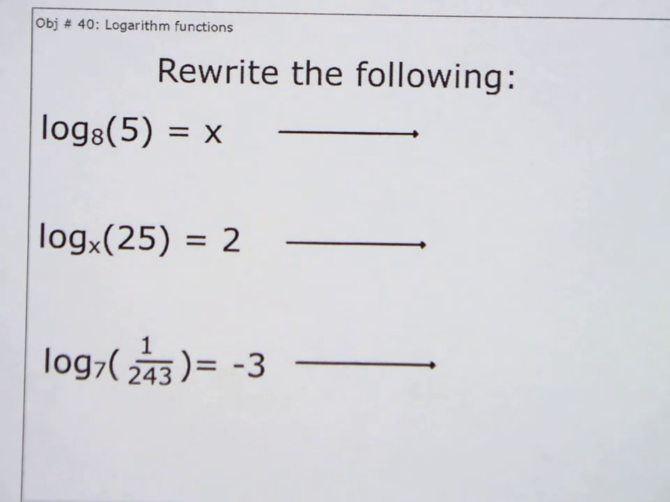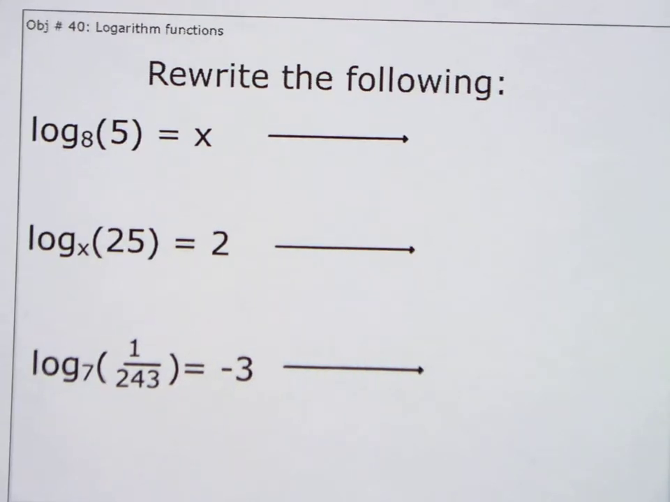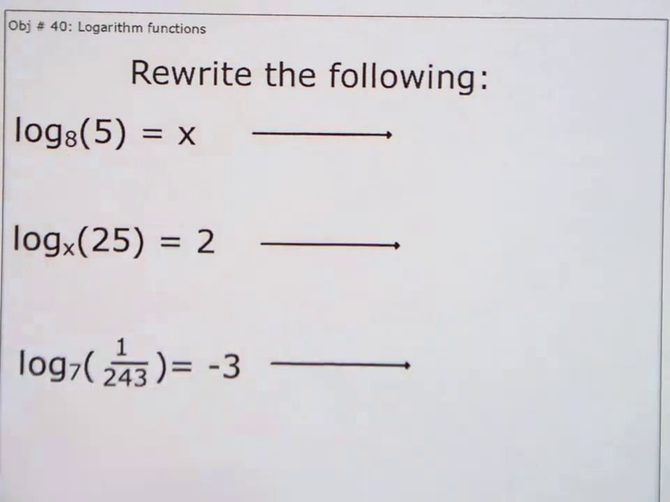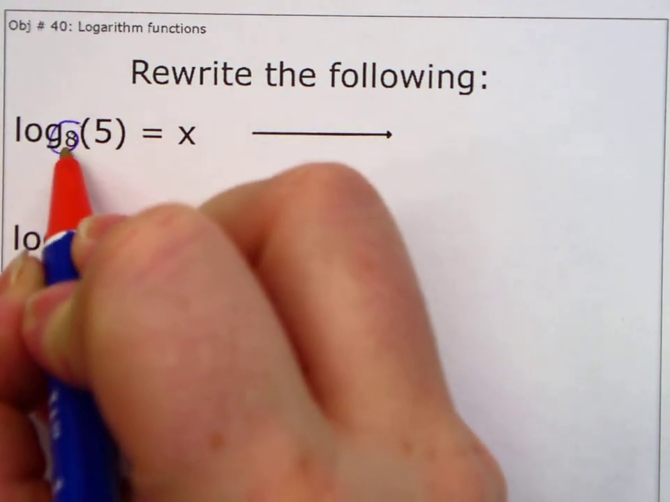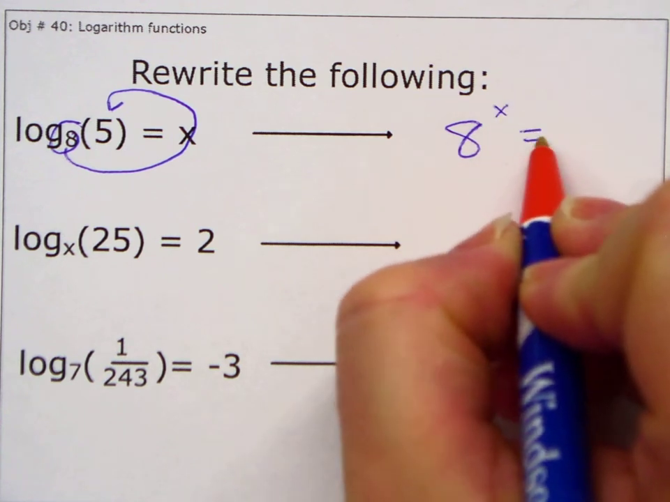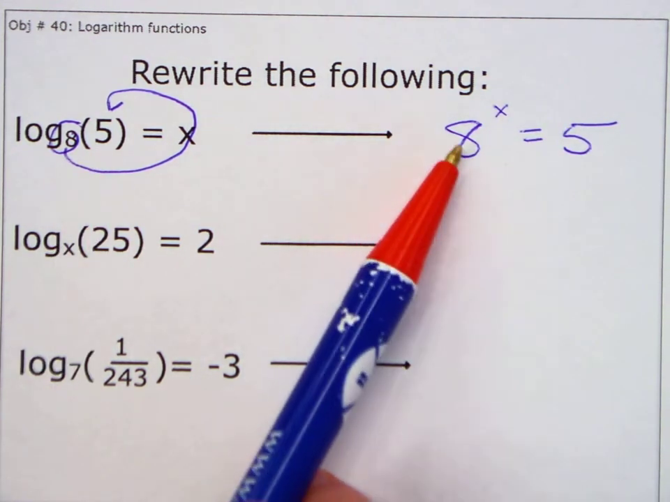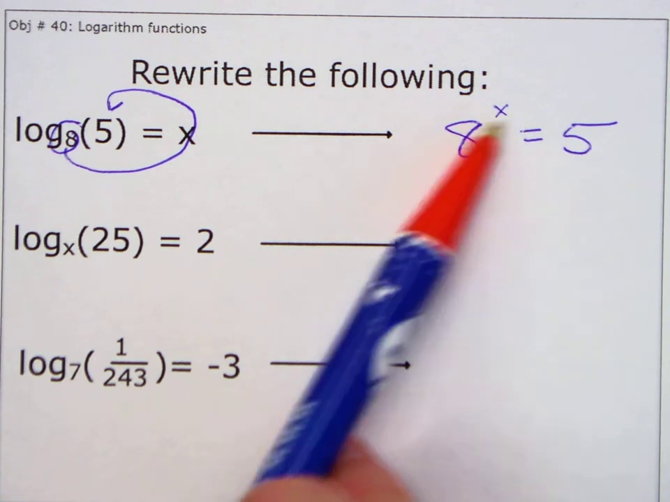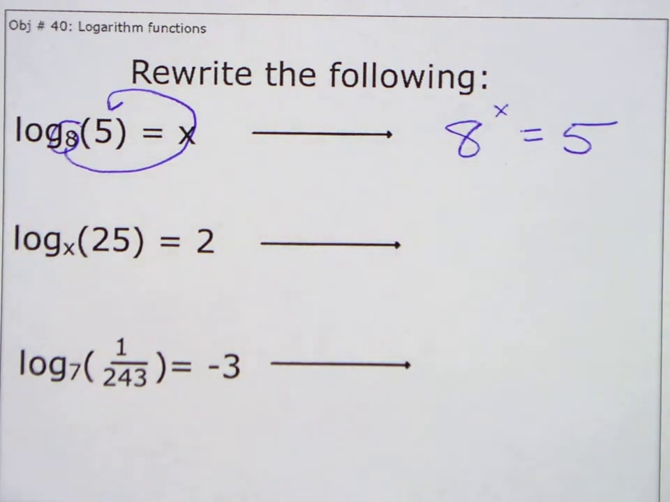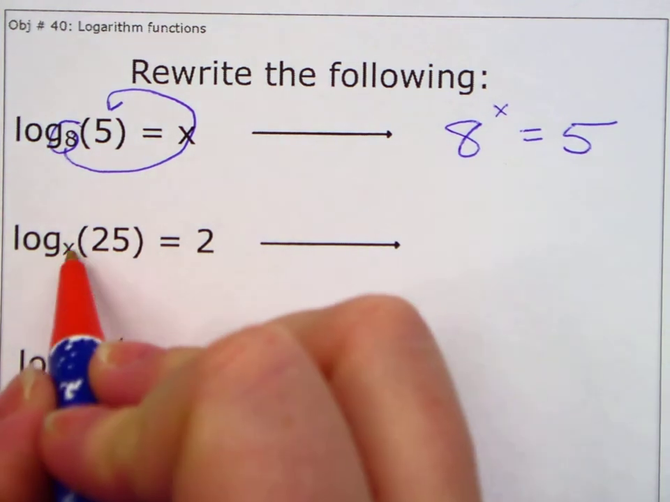Okay. So now let's go backwards. All right. Log base 8 of 5 equals x. All right. So start, what's the base? 8 to the x equals 5. And again, there's no way of solving this. 8 to what power is 5? I don't know. It's less than 1, but it's some weird decimal. So that's why logs are so important.